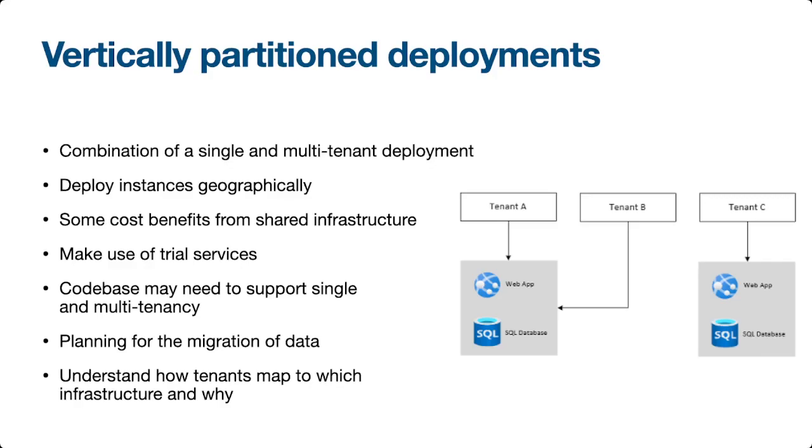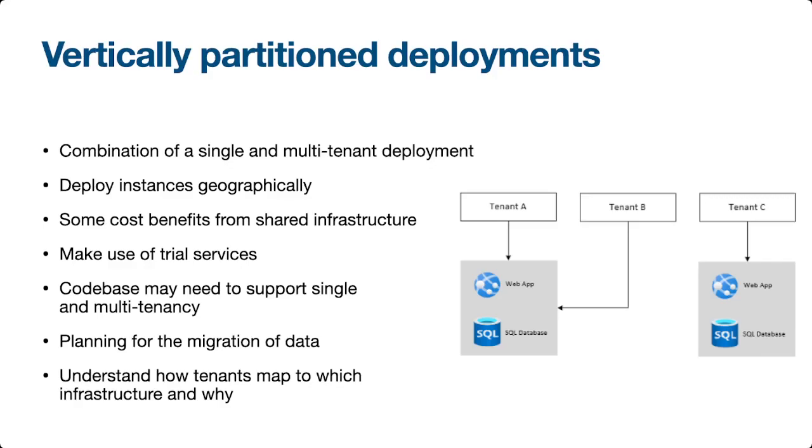Deploy multiple instances of your solution geographically and have each tenant pinned to a specific deployment. That is particularly effective when you have tenants in different geographies. The benefits of this model are that since you are still sharing infrastructure, you can still gain some of the cost benefits of having shared multi-tenant deployments. You can deploy cheaper shared resources for certain customers, like those who you're trying your service with a trial. You can even bill customers a higher rate to be on single tenant deployments and recoup some of your costs.